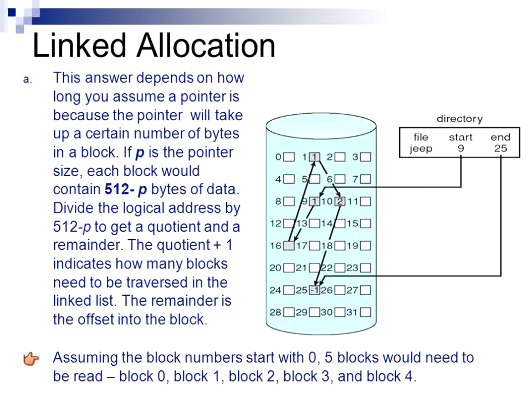So now, assuming your block numbers start with 0, and again, some people assume that it started with 1, and I'll accept it either way, but assuming the block number started with 0, 5 blocks would need to be read to get to block 4, because you'd have to read block 0, block 1, block 2, block 3, and block 4 to get to the relative block in the file.